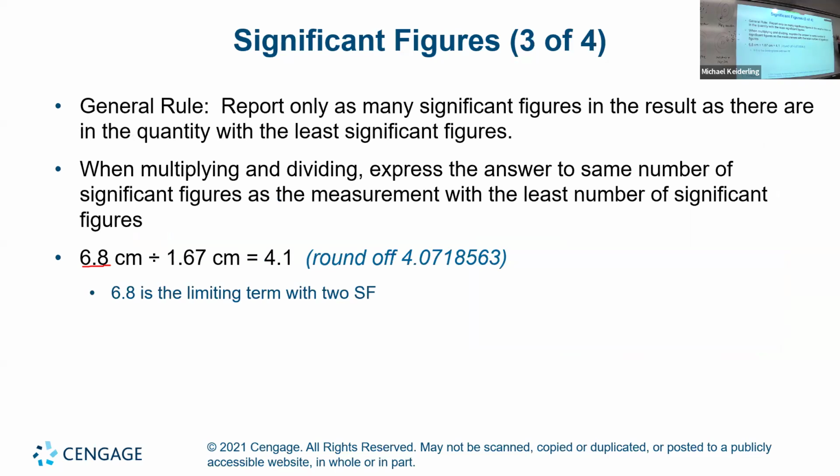So the general rule is you report only as many significant figures in the result as there are in the quantity with the least significant figures. And when multiplying and dividing, you express the answer to the same number of significant figures as the measurement with the least number of significant figures. So here, 6.8 centimeters divided by 1.67 centimeters, you round off 4.0718563 to 4.1. The limiting term is 6.8 with 2 significant figures.